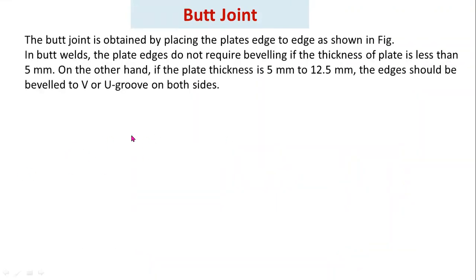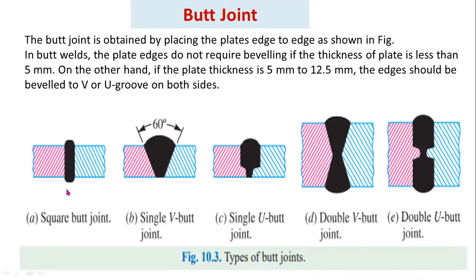Now, butt joint. The butt joint is obtained by placing the plates edge to edge, as shown in figure. In butt welding, the plate edges do not require beveling if the thickness of the plate is less than 5 mm. On the other hand, if the plate thickness is 5 mm to 12.5 mm, the edges should be beveled to V or U grooved on both sides.